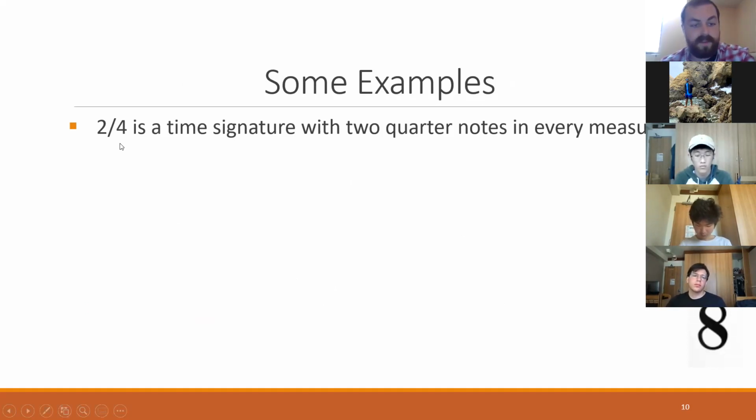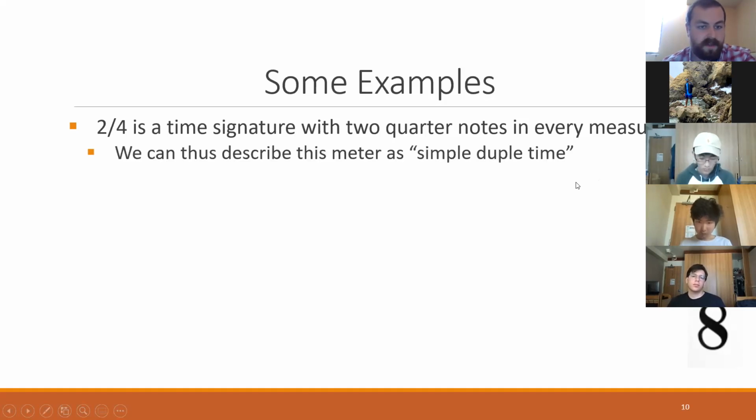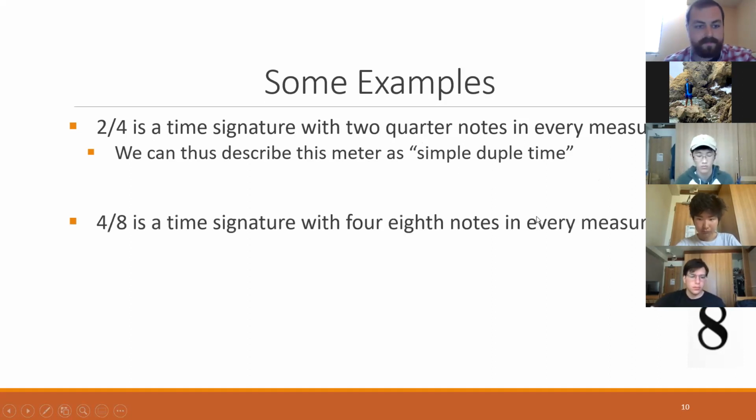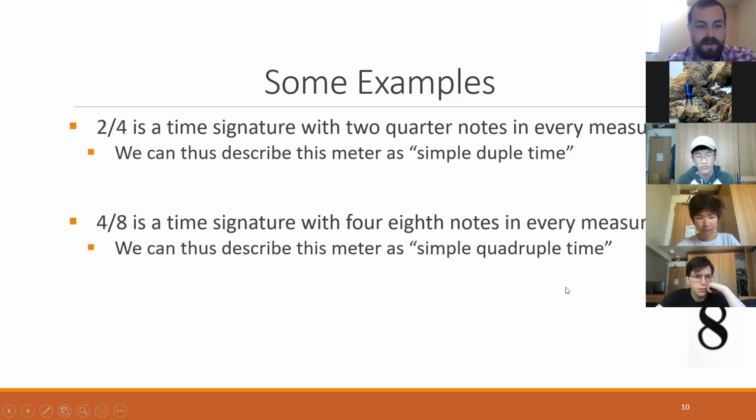So 2/4 is a time signature with 2 quarter notes in every measure, as we've just learned. We can thus describe this meter as simple duple time. It divides its beats into twos, and there are 2 beats in every measure, simple duple. 4/8 is a time signature where 4 eighth notes are in every measure. We can thus describe this as simple quadruple time: 4 beats in every measure, dividing the beat into twos.